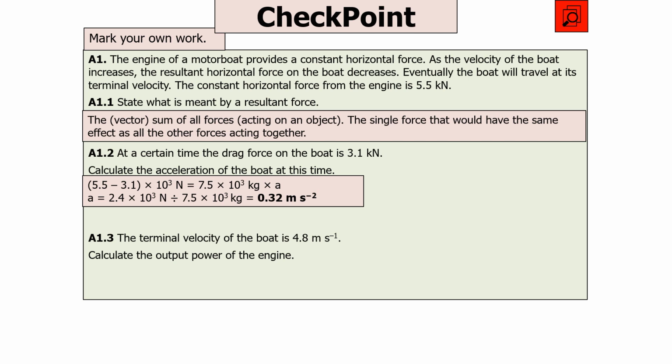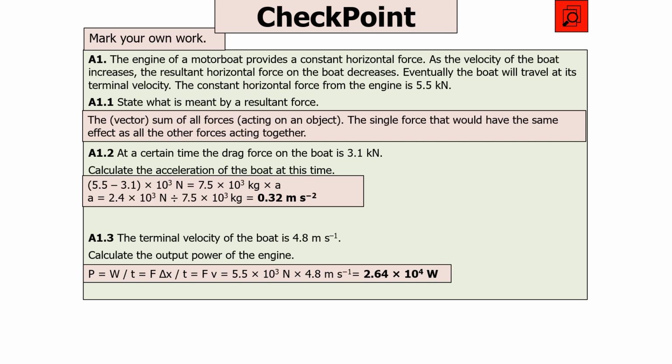Now we can work out output power, because power is equal to force times by velocity. Now the force of the actual engine is 5.5 times 10 to the 3 newtons, because we're not looking at the power of the boat, we're looking at the power of the engine, so it's the force of the engine times by that velocity of the engine, which will be the same as the boat because they're moving together, so it's 4.8 meters per second, so it's 2.64 times 10 to the 4 watts.